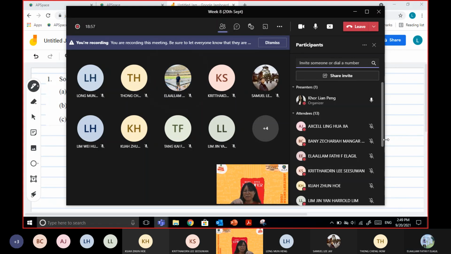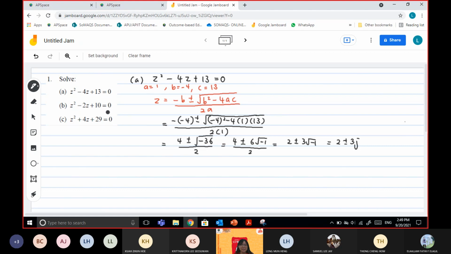Then C, for C, I will just share the answer with you. So I just want the students to show me one solution for B. Okay, so Kritakon, you better do it now. Okay, while waiting for the answer from B, from Ilalam, let me give you the answer for C. So for C, your answer will be minus 2 plus minus 5j, okay?